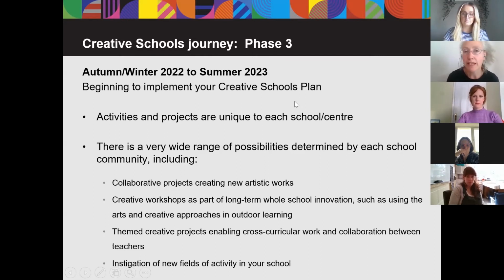So phase three then roughly runs from the autumn or the winter of next year through to the summer of 2023, and this is when your school begins to carry out the activities that you have chosen to include in your plan. So this is where all schools are really so completely different. All the activities and projects are unique to each school and each youth reach centre.